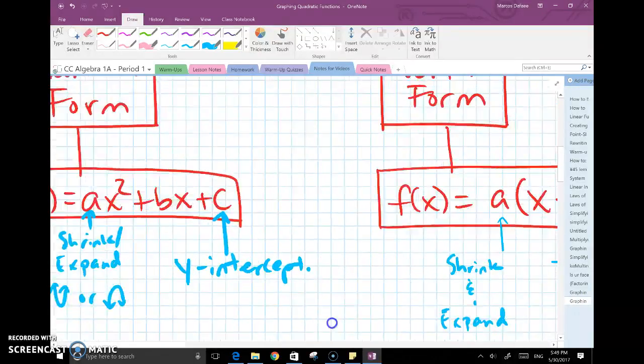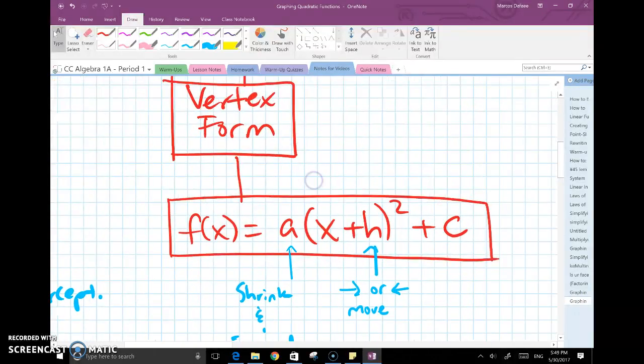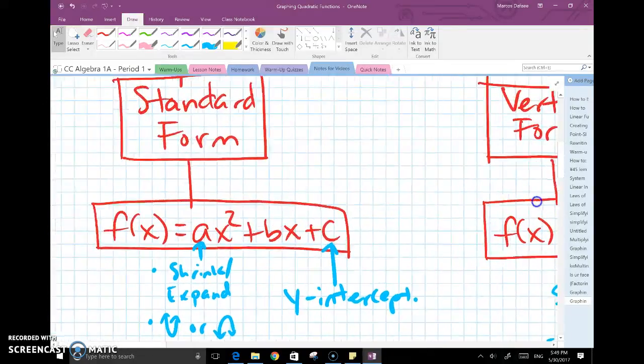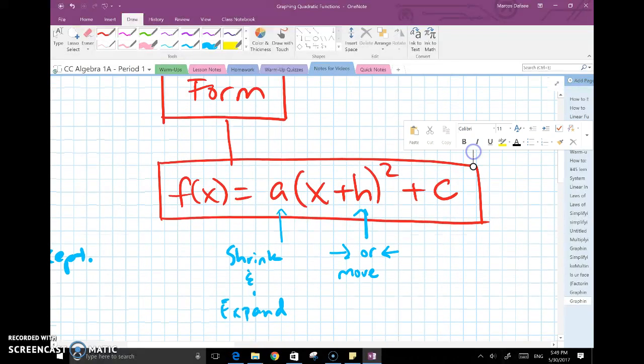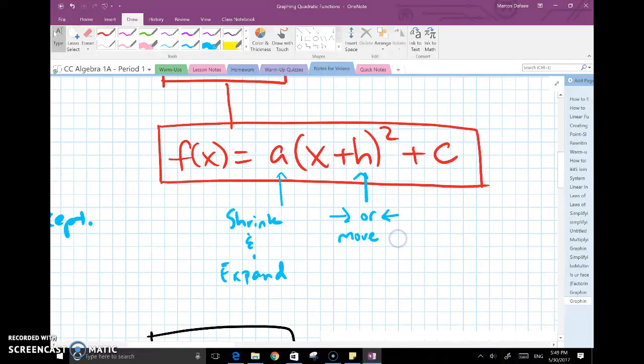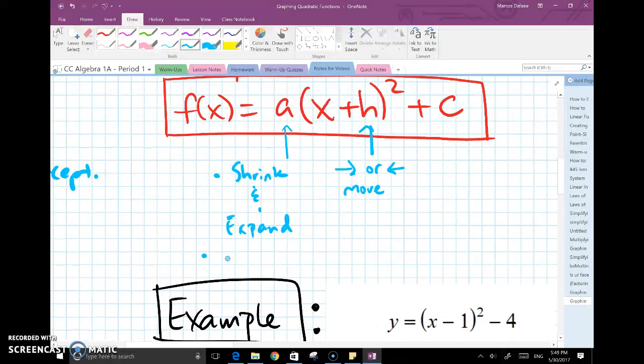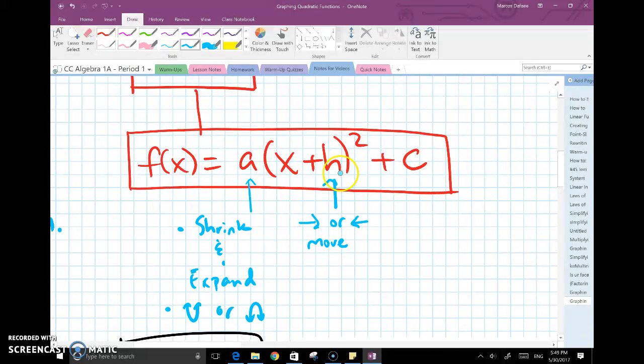Okay? With vertex form, it looks completely different, first of all. Look at that, vertex form and standard form. They look very different from each other. But they have some things in common, and there's also some differences. So the letter A still represents shrinkage and expansion. It still represents whether it's going to be right side up or upside down. But we have a letter that standard form does not have, and that's that letter H there. This letter H controls what's called a translation. A translation is simply sliding a graph to the right or left, or moving it up or down.